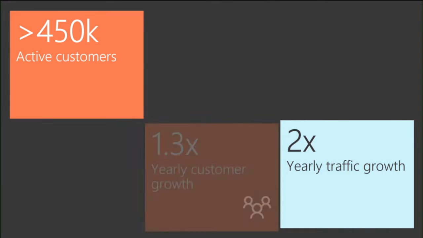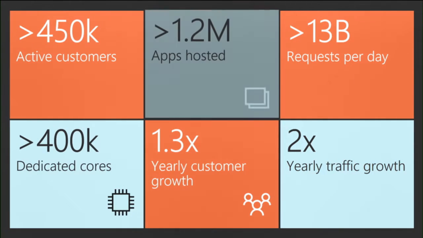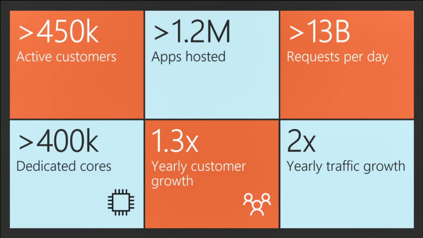So, quick overview about how big the service is. We have more than 450,000 customers, more than 1 million apps hosted on our platform. We're already at more than 19 billion hits a day, and we're over 450,000 dedicated cores. Year over year, we're almost 2x traffic growth and almost 1.3x number of customers.